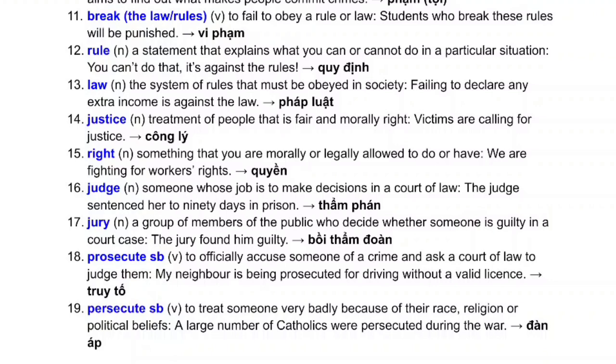17. Jury. Jury is a group of members of the public who decide whether someone is guilty in a court case. Example, the jury found him guilty.